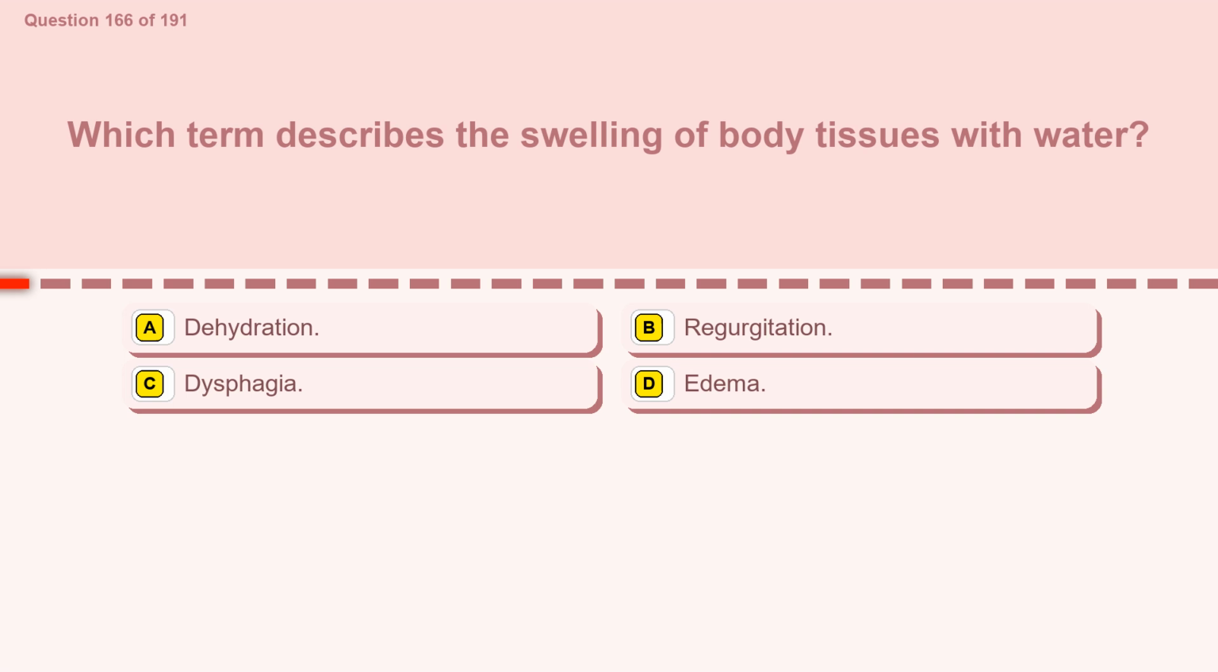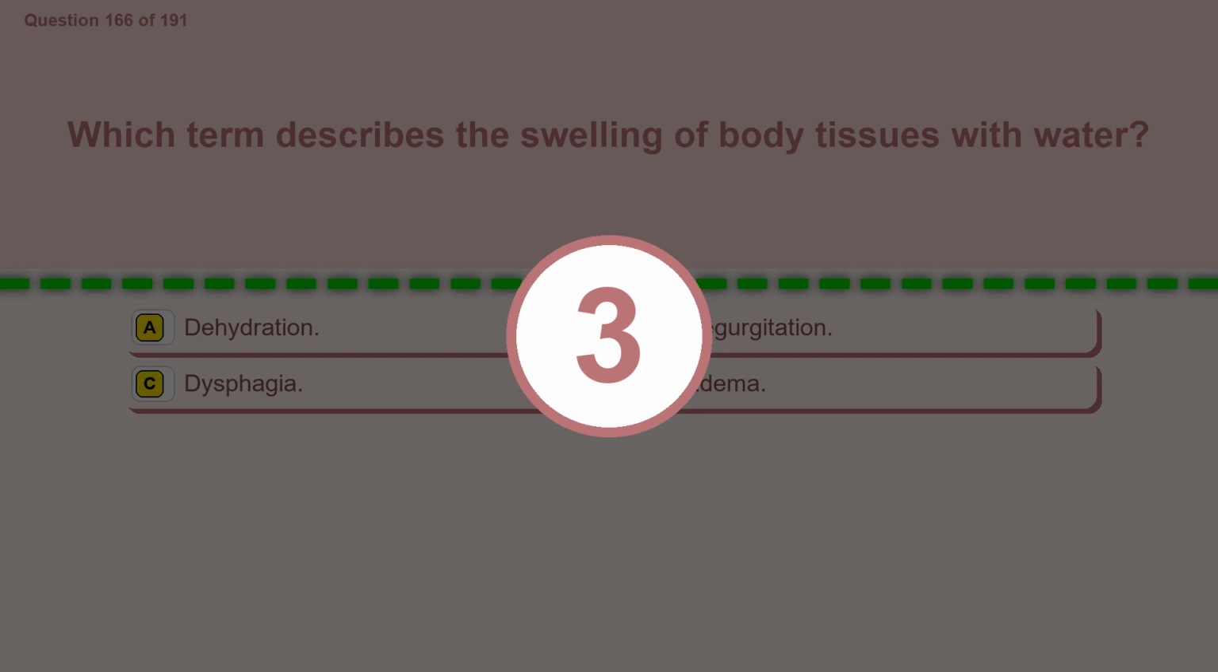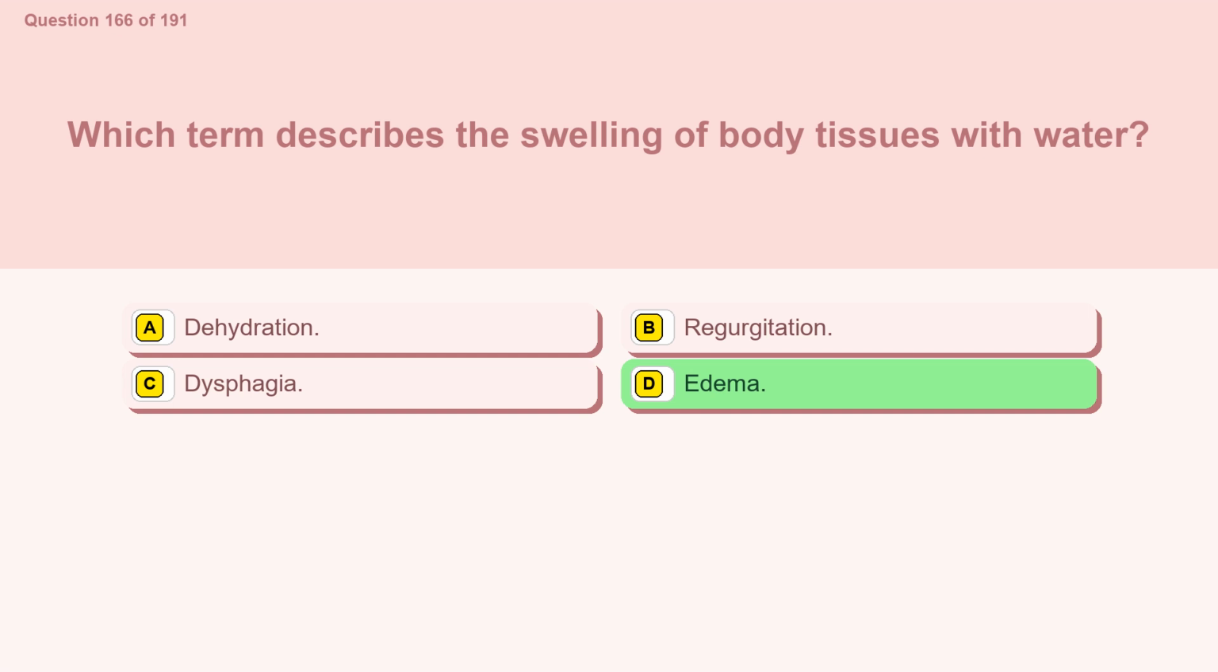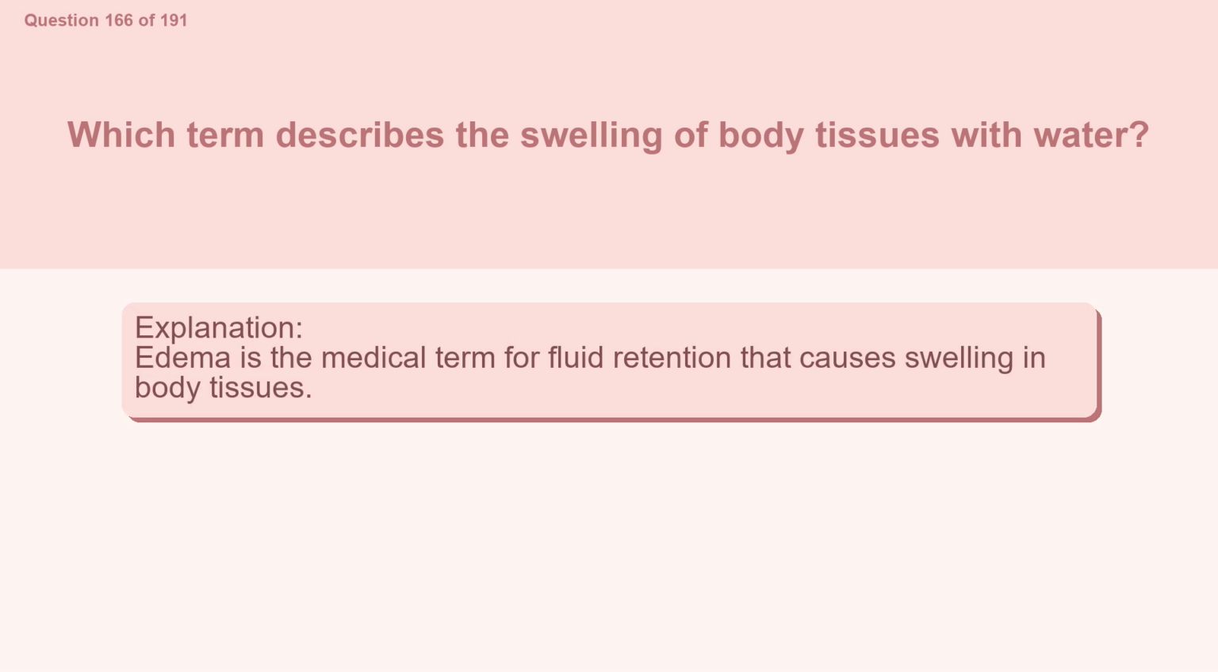Question 166. Which term describes the swelling of body tissues with water? Option A, dehydration. Option B, regurgitation. Option C, dysphagia. Option D, edema. The correct answer is option D, edema. Edema is the medical term for fluid retention that causes swelling in body tissues.